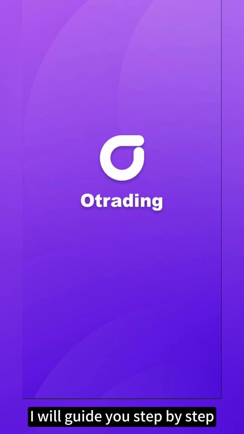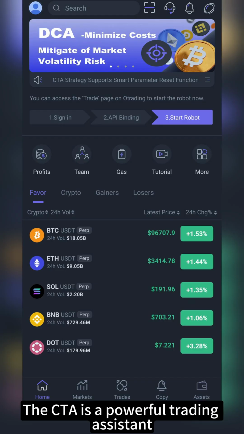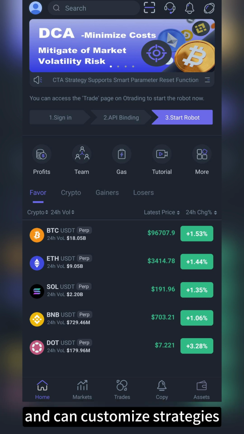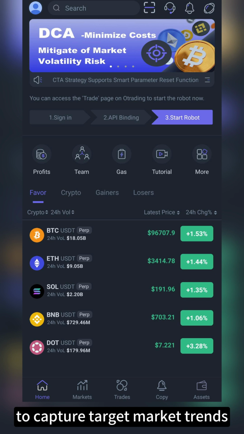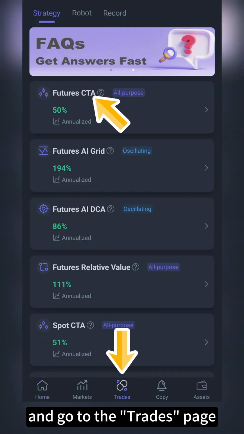Today, I will guide you step by step on how to set up the Futures CTA bot. The CTA is a powerful trading assistant that integrates well-known trading algorithms, is fully open to traders, and can customize strategies and performance backtesting. Traders can either copy trades or set their own parameters and indicator combinations to capture target market trends.